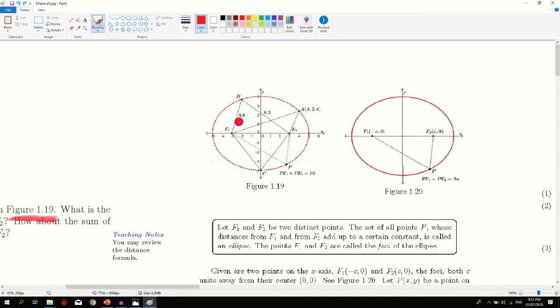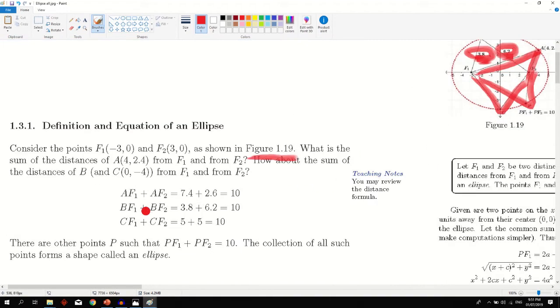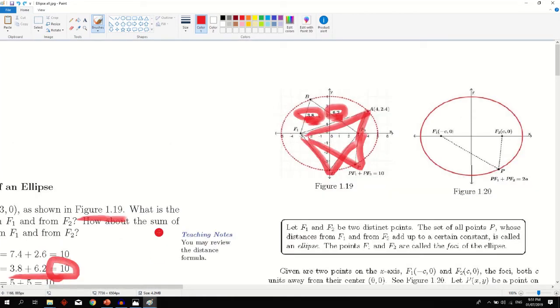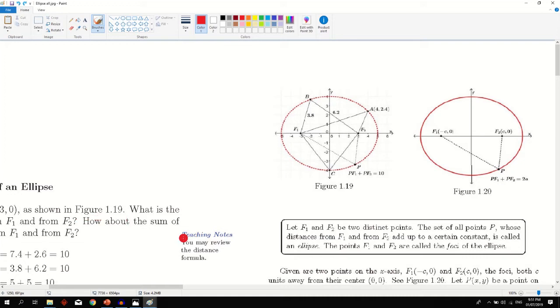So we have B given: from F1 to B is 3.8. You can see here 3.8. Then from F2 to B is 6.2. So we will just add that up, and it will be the distance of all of this. 3.8 plus 6.2 equals 10. So they're all 10. That's how to solve it. Very easy, right? Then we'll proceed to this one.